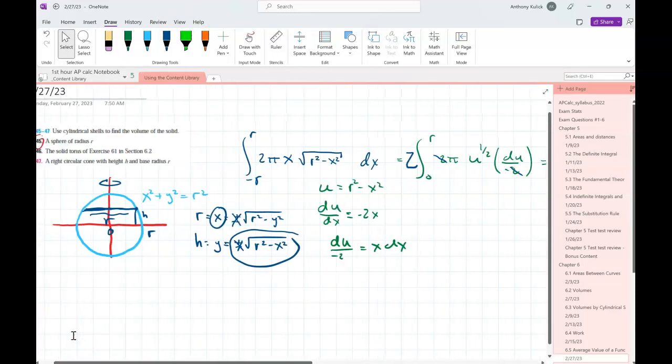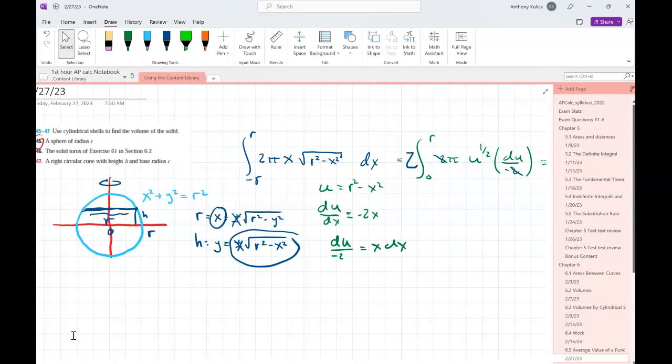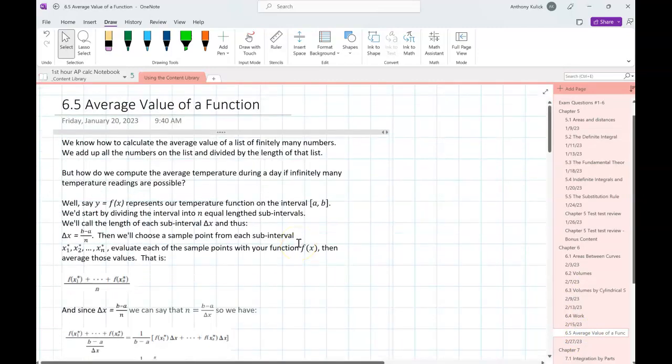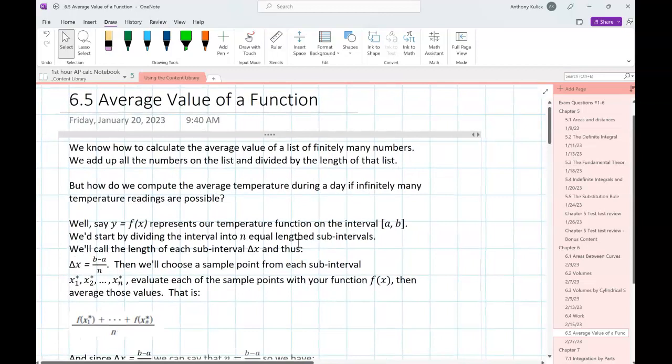I picked that one because you had to do a U sub, because I want to find another one of these problems where he snuck a U sub in it. You guys ready to talk about average value of a function? Is everybody okay? You okay, Mia? Mackenzie? It's okay? Okay. All right.